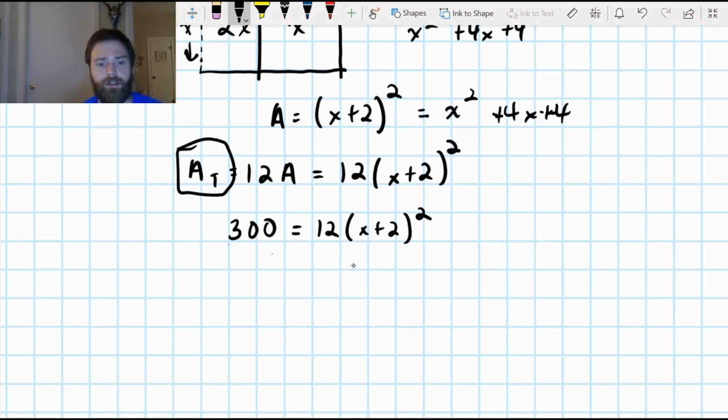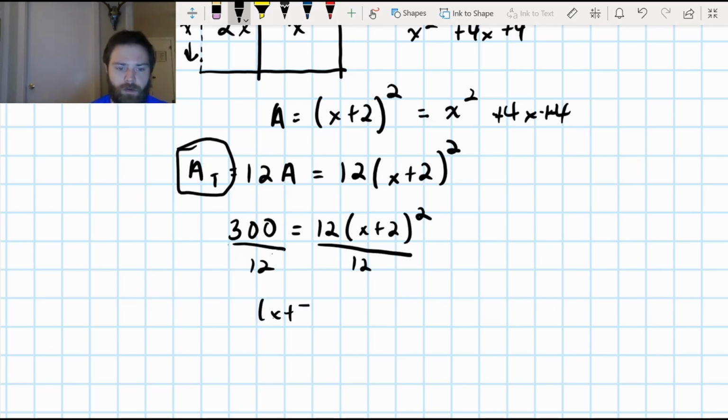If you take a look at this, you might be a little baffled, but this is the first time we've encountered something like this. All you have to do is isolate this parentheses and get the square term alone so we can undo it. So what we're going to do is divide both sides by 12. That's going to give us 25. So we get X plus 2, quantity squared, equals 25.